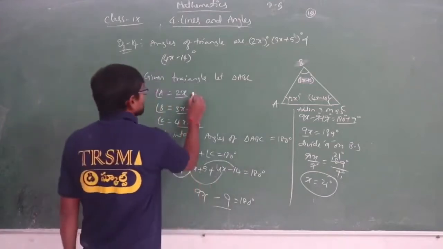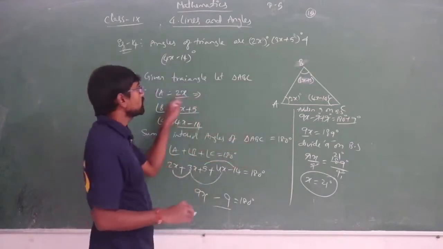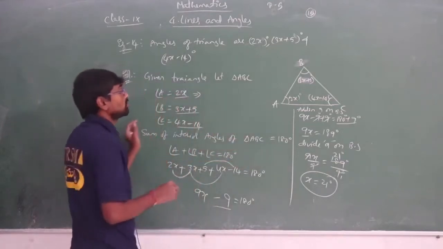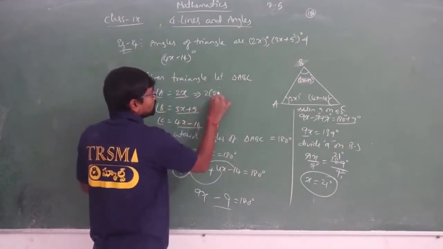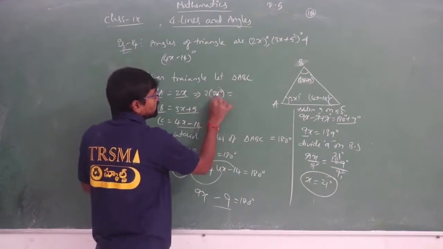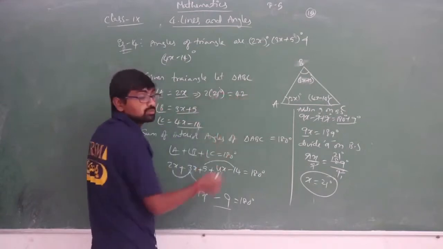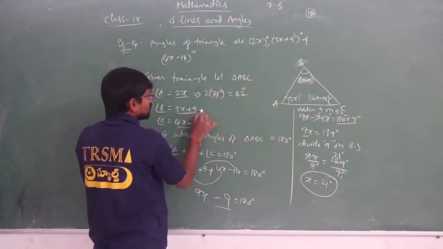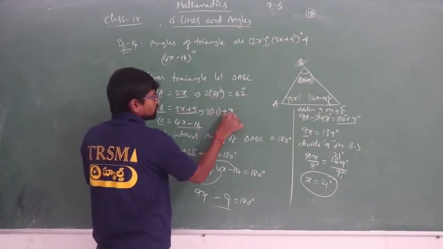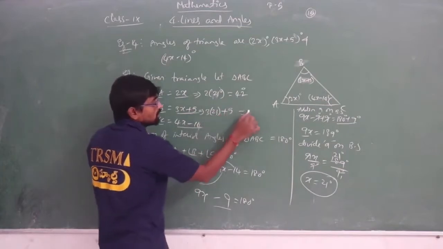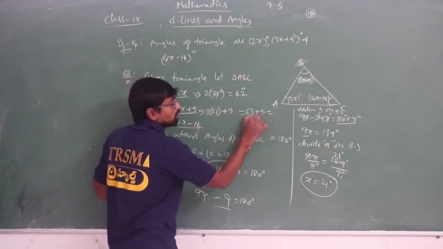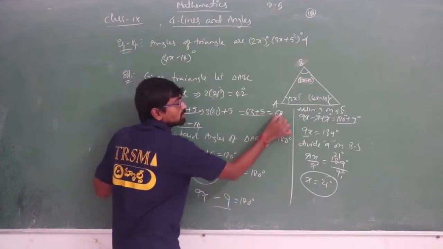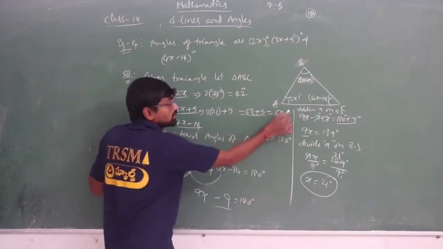So how will you measure? You will substitute that x value in this variable. So 2 into 21: 21 twos are 42 degrees, isn't it? Similarly, in the place of x you substitute 21, so 3 into 21 plus 5. 3 ones are 3, 3 twos are 6, plus 5. If you add 63 plus 5, you will get 68 degrees, isn't it?